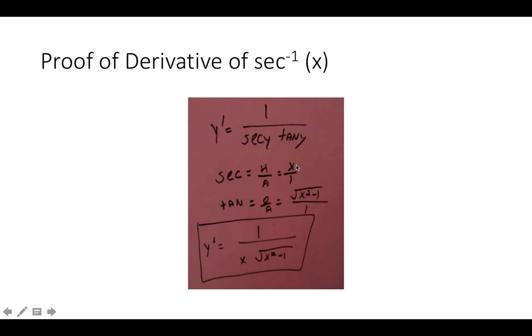So we would just put these values back into this equation we derived, and voila. This gives us the formula: 1 divided by x times the square root of x squared minus 1.